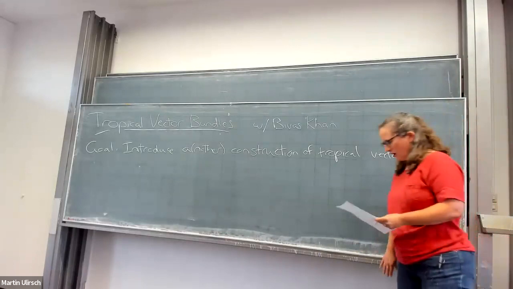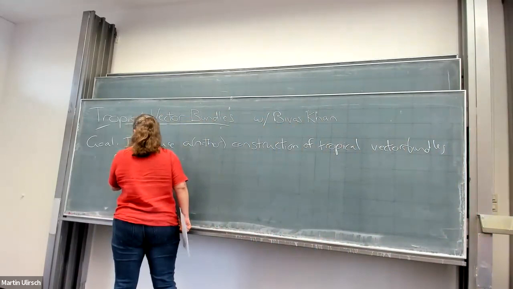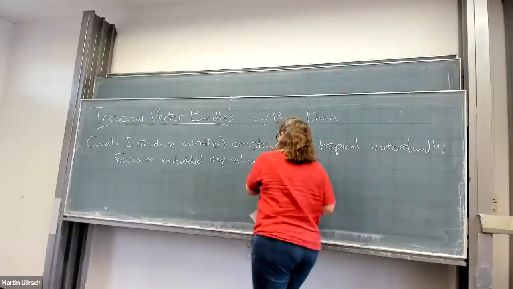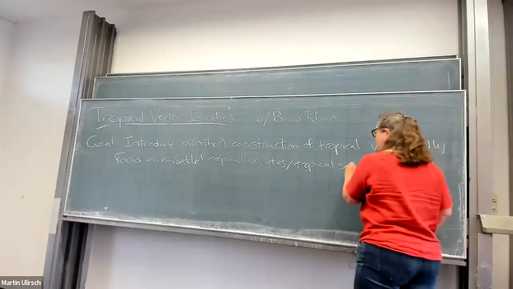So I'm going to focus in particular on what I'll say maybe embedded tropical varieties, and also from the perspective of tropical scheme theory. So I'll say what I mean by this as we're going through.